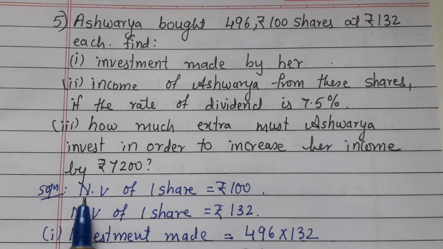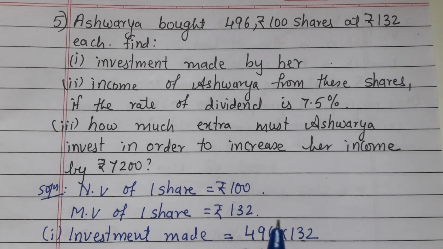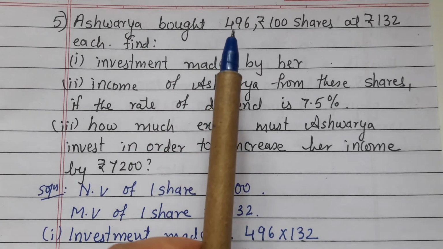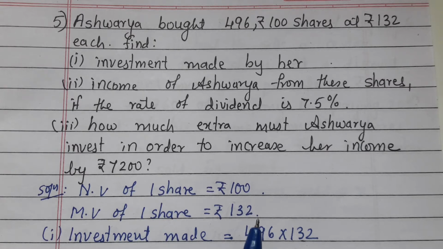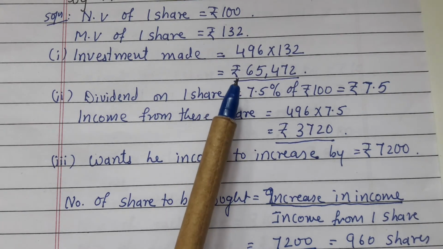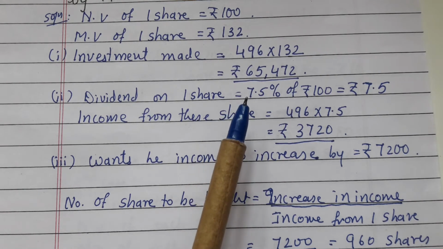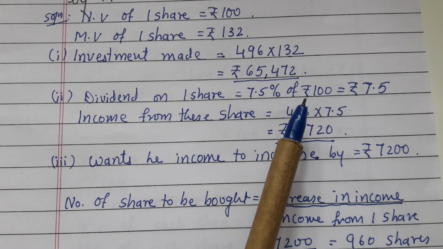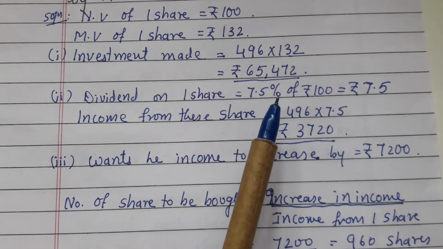NV of one share, nominal value of one share, is rupees 100. Market value of one share is 132. Number of shares bought is 496. So total investment made is 496 into 132, that is equal to rupees 65,472.